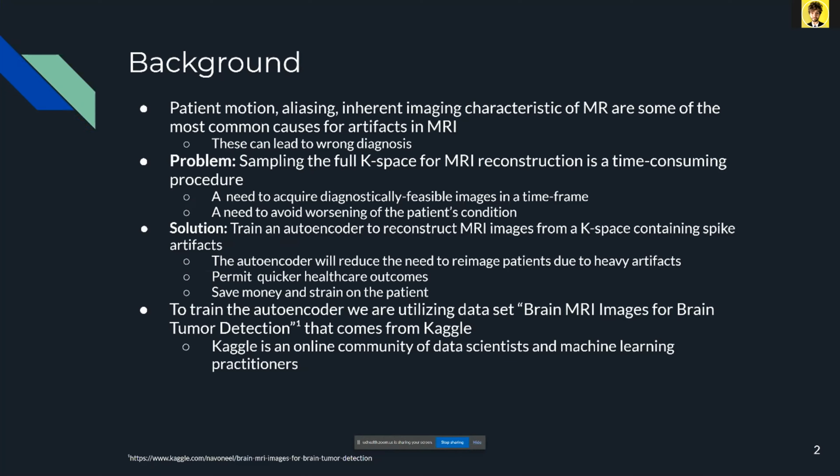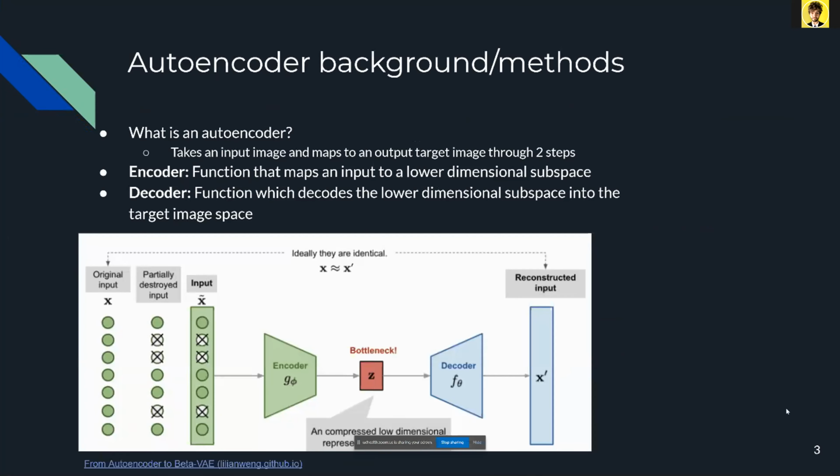And so for our project, we use MRI images we found from an open source dataset on Kaggle. And for some background, what an autoencoder is will be on the next slide. The image on the slide is an outline of how autoencoders work, and I'll talk about that in a moment. An autoencoder consists of two primary steps. The first one is known as the encoding step, and the next one is the decoding step.